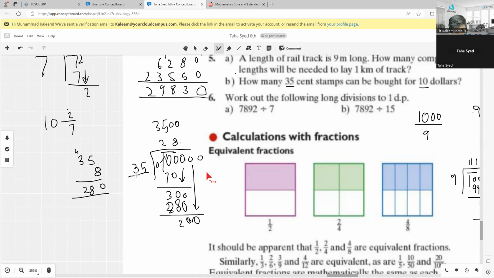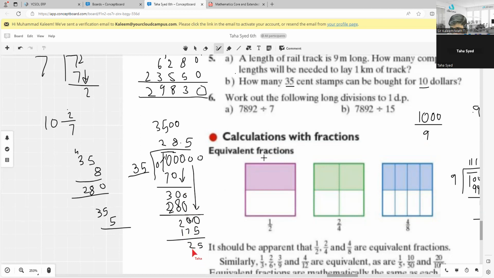Now you just have to count the table of 35 again. That will be 70, and at 5, at 6 it will cross the 200. So 35 times 5, what will be its answer? Its answer will be 175. So now we're left with 25.